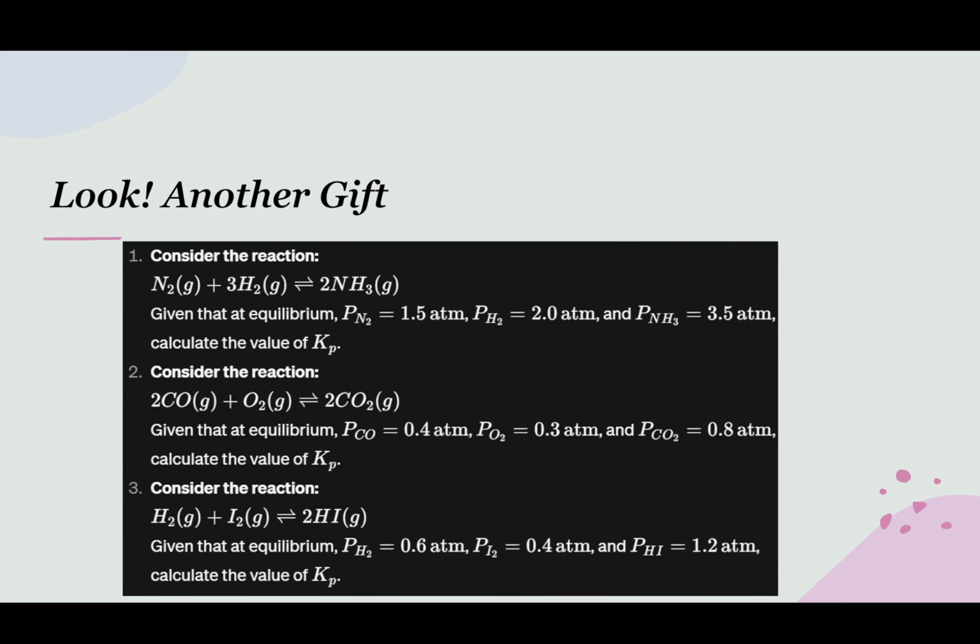Now, question 1: consider the reaction here, the Haber process. Given that at equilibrium, the partial pressure of nitrogen gas is 1.5 atmospheres, the partial pressure of hydrogen gas is 2.0 atmospheres, and the partial pressure of ammonia is 3.5 atmospheres. Calculate the Kp.